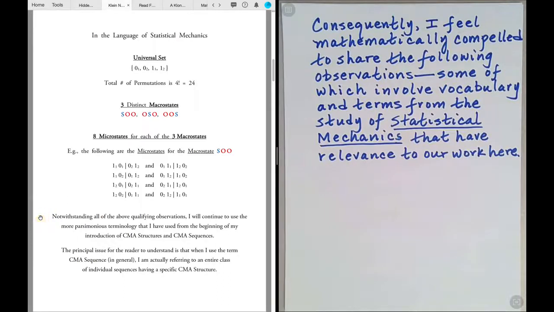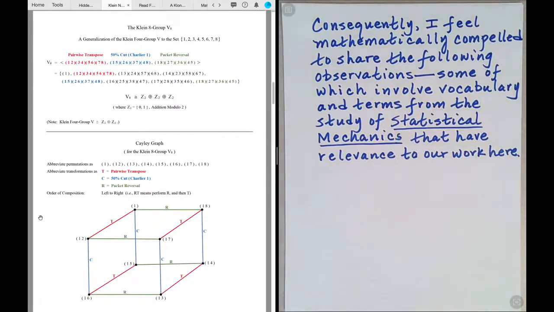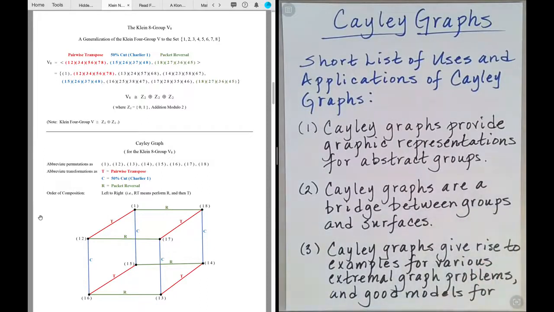Notwithstanding all of the above qualifying observations, I will continue to use the more parsimonious terminology that I have used from the beginning of my introduction of CMA structures and CMA sequences. The principal issue for the reader to understand is that when I use the term CMA sequence in general, I am actually referring to an entire class of individual sequences having a specific CMA structure. With that said, now let's return to the Klein A group that we began to talk about in depth last class period. Now, this is the diagram on the left that we had up on the screen.